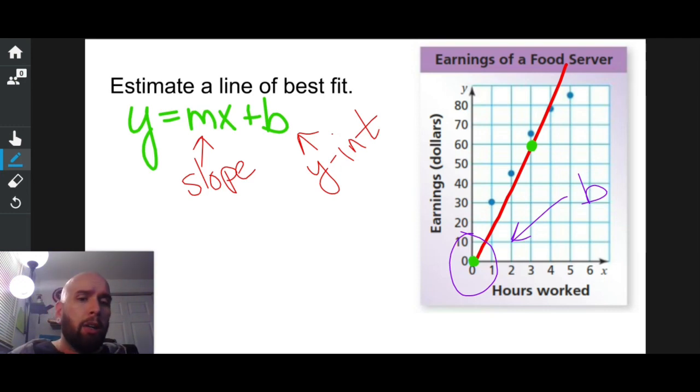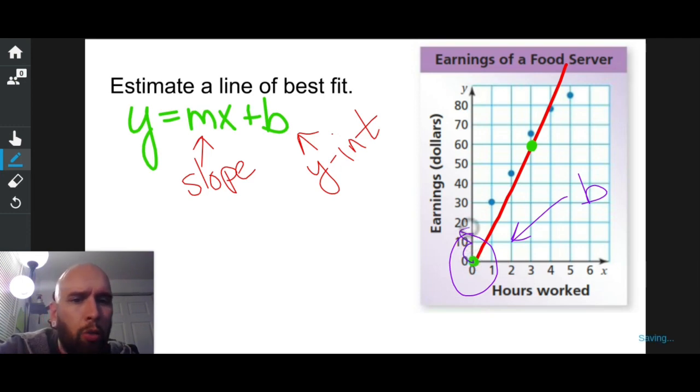So my y-intercept is 0. If I want to find the slope, see the green dots that I put there? This is an estimation, by the way. It's not a perfect science. Okay, so I could do slope by doing rise over run.